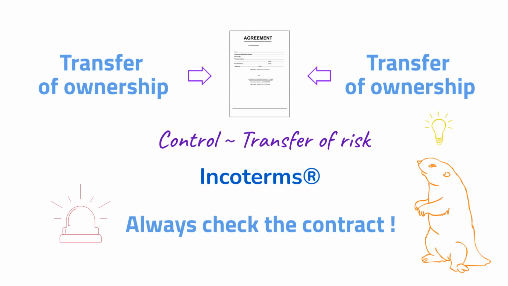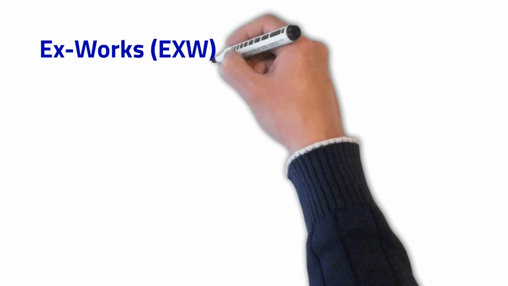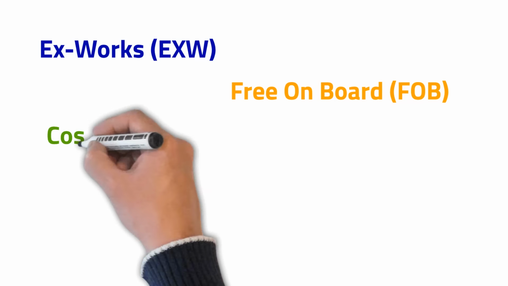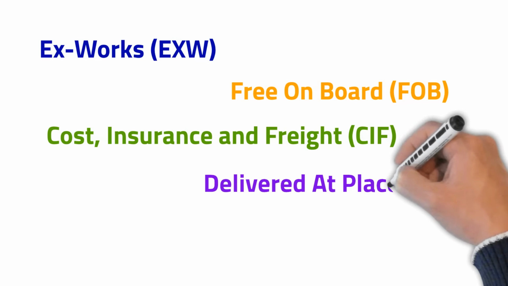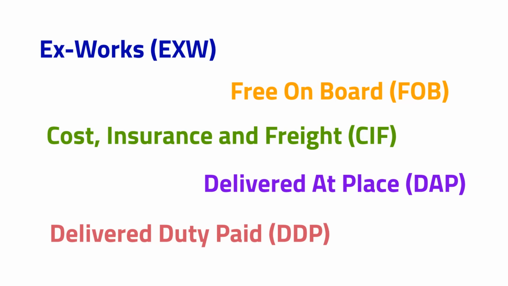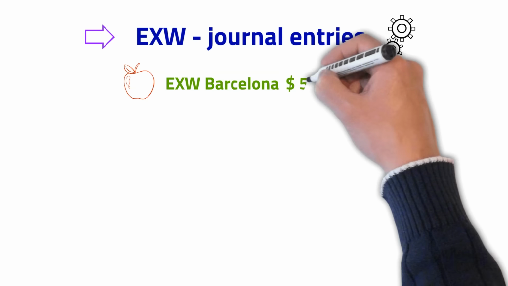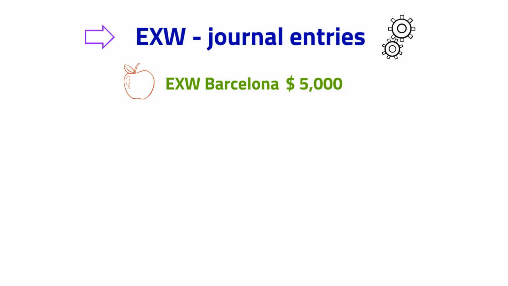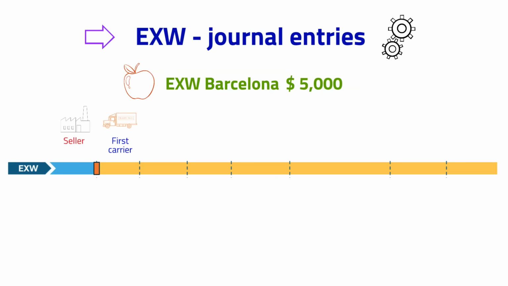Let's have a detailed look at the 5 most common terms with the link to our Apple business. These terms are Ex-Works, free on board, cost insurance freight, delivered at place, and delivered duty paid. We start with EXW with the transfer point of seller's warehouse. Let's buy apples EXW Barcelona for $5,000. We send our own truck to pick them up. Our truck is very reliable and cheap to operate, and we want to save money on delivery.